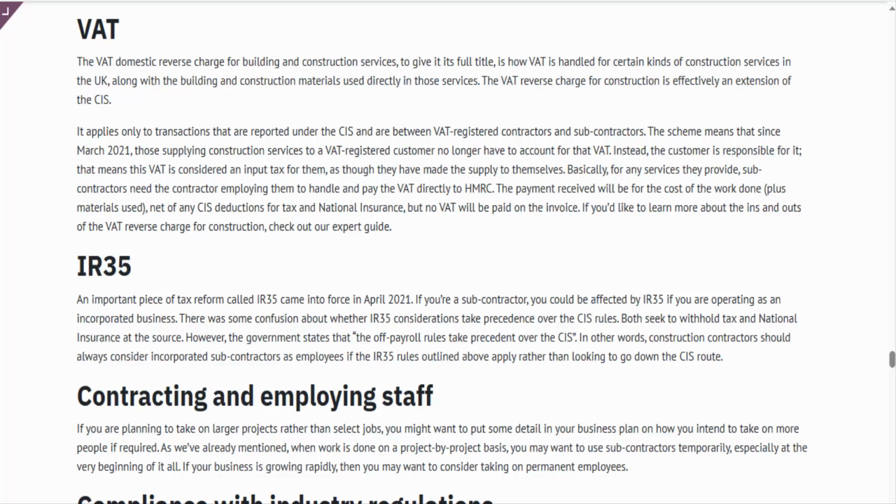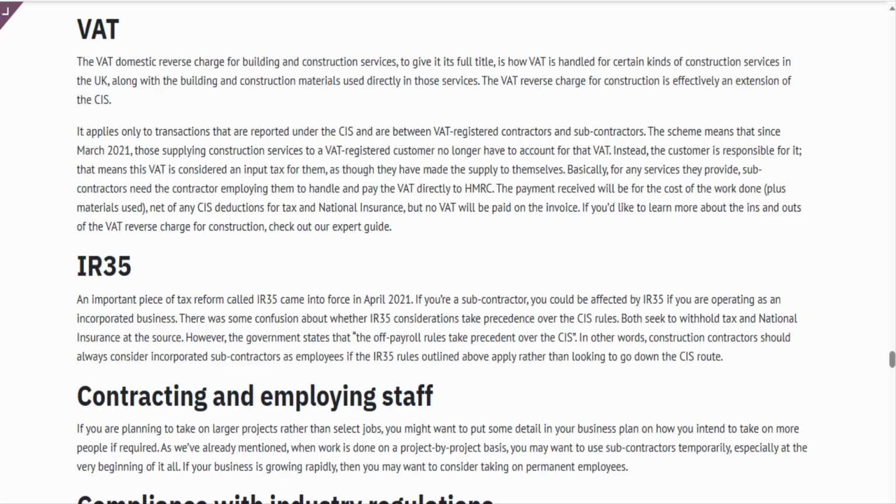The scheme means that since March 2021, those supplying construction services to a VAT-registered customer no longer have to account for that VAT. Instead, the customer is responsible for it. That means this VAT is considered an input tax for them, as though they have made the supply to themselves.